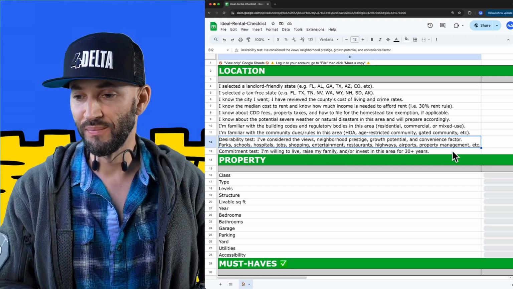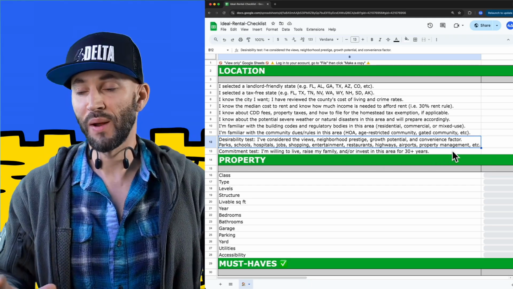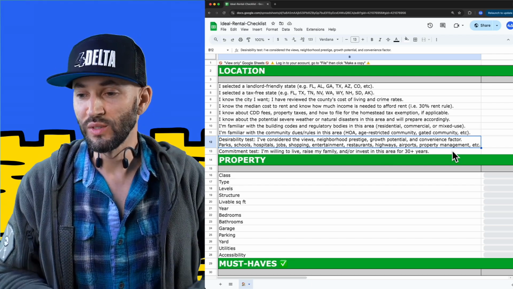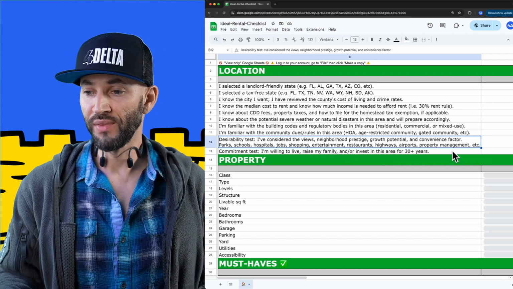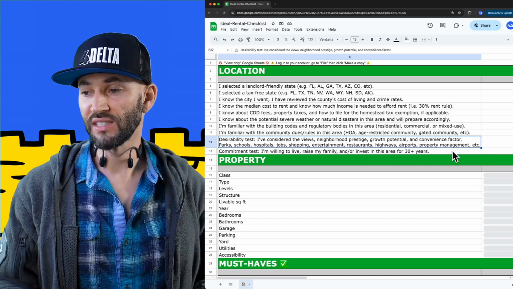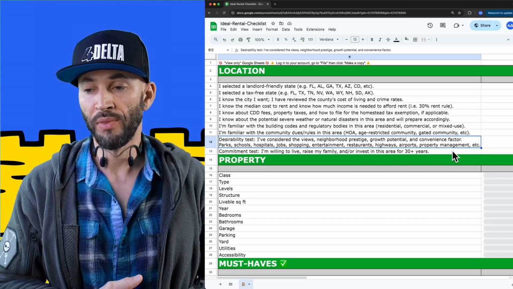The commitment test, because I always like thinking long term. I like to say I'm the forever landlord, and I never sell my rentals and cash flow forever. So it's like, am I willing to live there, raise my family, and invest in this area for 30 plus years?